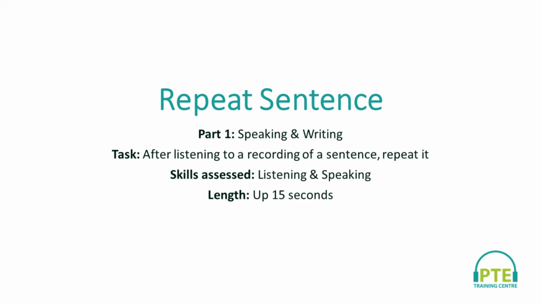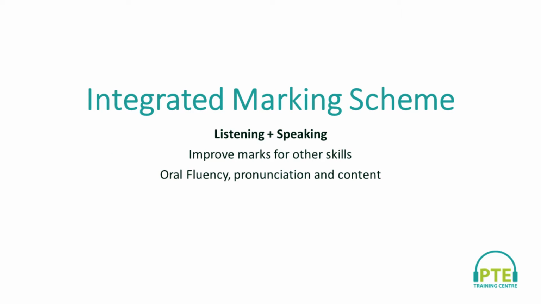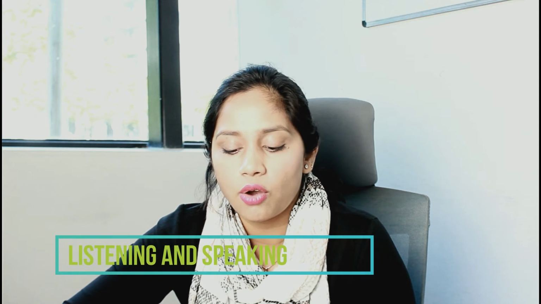So I will start today by explaining the marking scheme. This question has integrated marking, so I would like to explain the integrated marking scheme further on. Integrated marking criteria means that one question can improve your skills in the other sections as well. Like from this question, repeat sentence, you can get marks for your listening and your speaking. Obviously this question comes under speaking, so you get marks for your speaking, but along with that you get marks for your listening as well. So if you want to improve your listening, you can work on this particular question type.